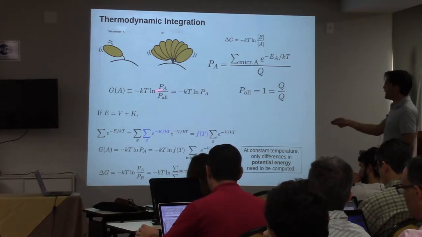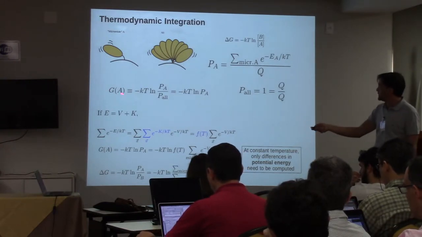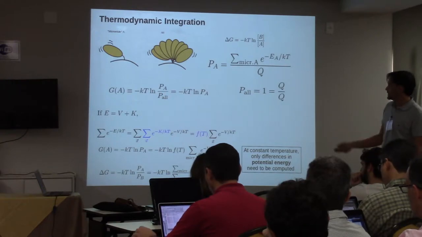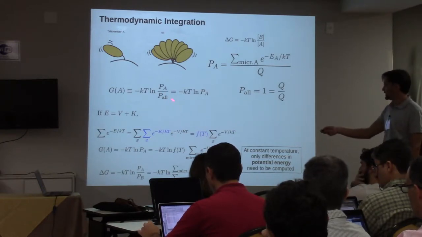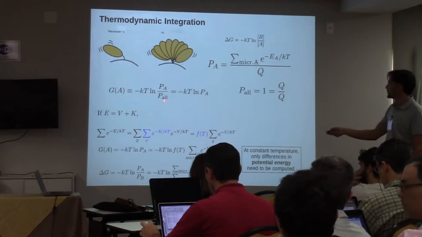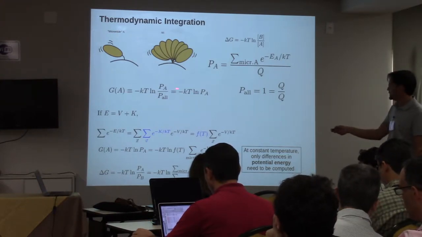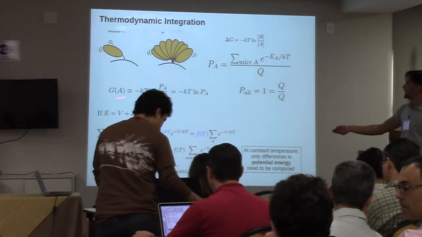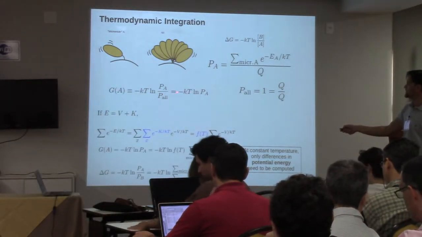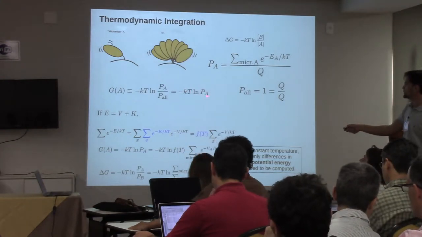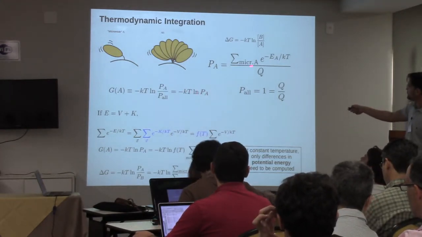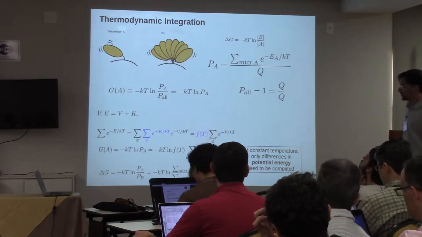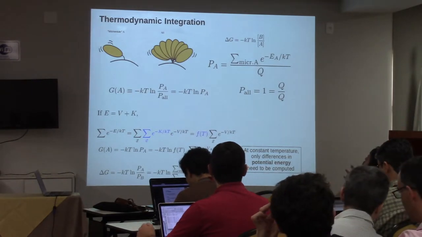So we define here the free energy of state A as minus kT, the logarithm of the probability of state A divided by the probability of observing anything. The probability of observing anything is 1. So this is just a definition that we'll use along the talk. So the free energy of state A will be defined as minus kT, the logarithm of the probability of state A. And the probability of state A, we must always recall, is the sum over microstates of the exponential of the energy of these states.